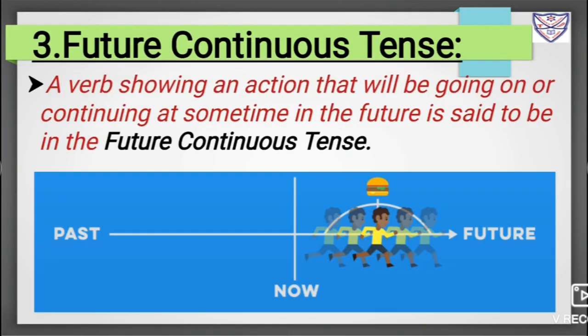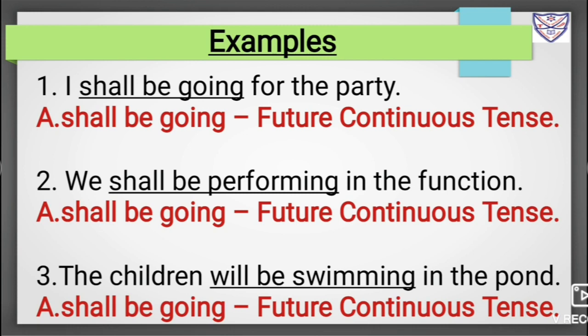Now the third form of the continuous tenses is future continuous tense. Now what is future continuous tense? A verb showing an action that will be going on or continuing at some time in the future is said to be in the future continuous tense. So, a verb which shows an action that will be going on or continuous somewhere in the future time is said to be in the future continuous tense. Now let us start with the examples.